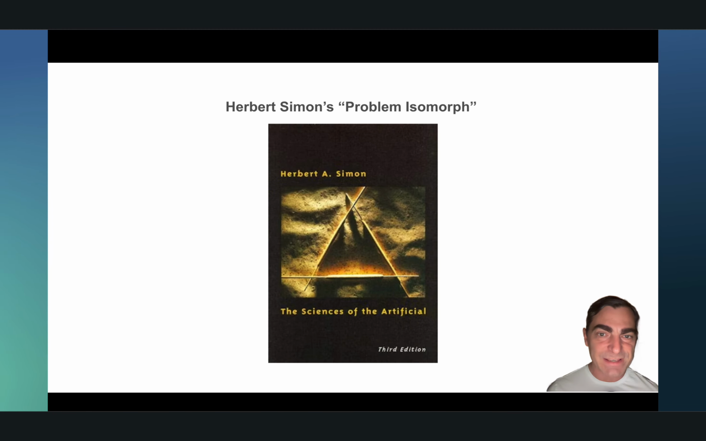This is expressed in a fantastic book called The Sciences of the Artificial, and also in other sources. This is what Herbert Simon calls problem isomorphs, and it's a perfect explanation for why certain visualizations work so well.